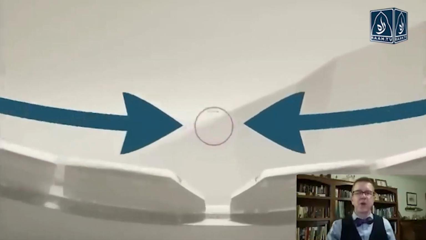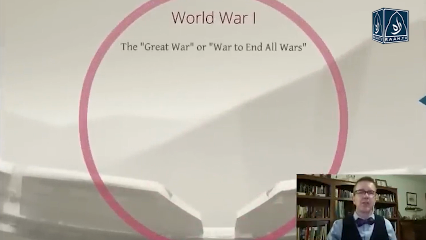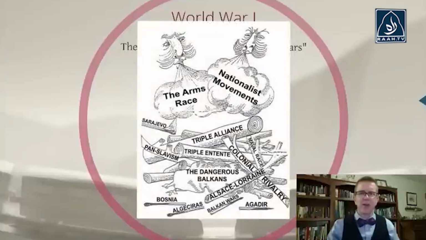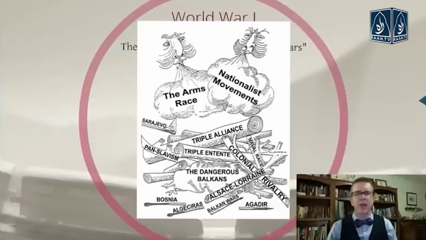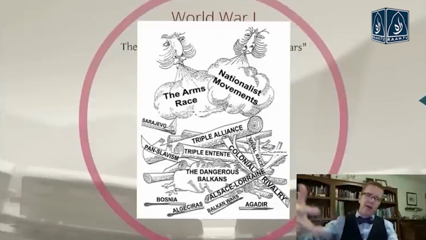Okay, so how does this all tie together? Well, World War I, this was the Great War, or the war to end all wars, as we referred to it afterwards, because of the horrific nature and casualty figures of the war, which we'll get to here in just a minute. Let's look again here. We've got the arms race, those nationalist movements, everyone wanted their own country. And then we see here this pile of dried timber.